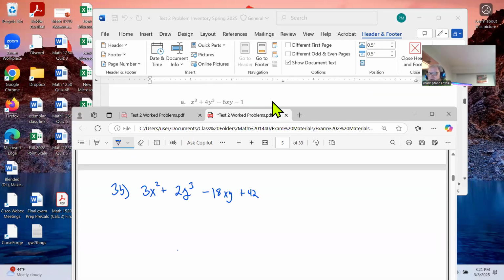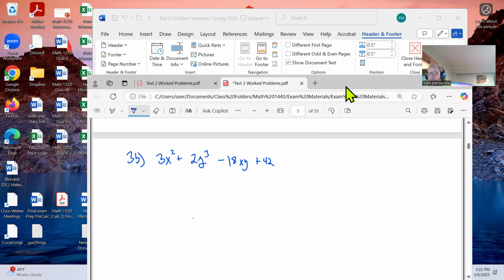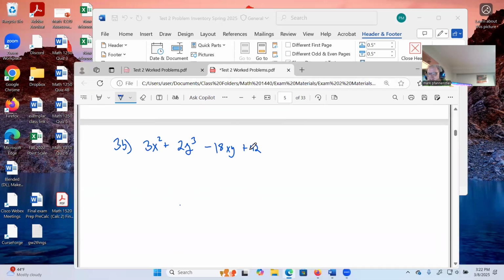So we're looking at problem number 3b here, which says we have 3x squared plus 2y cubed minus 18xy plus 42. We have to find minimums, maximums, saddle points, and all of that fun stuff. So the first thing to do, take a partial derivative, right?